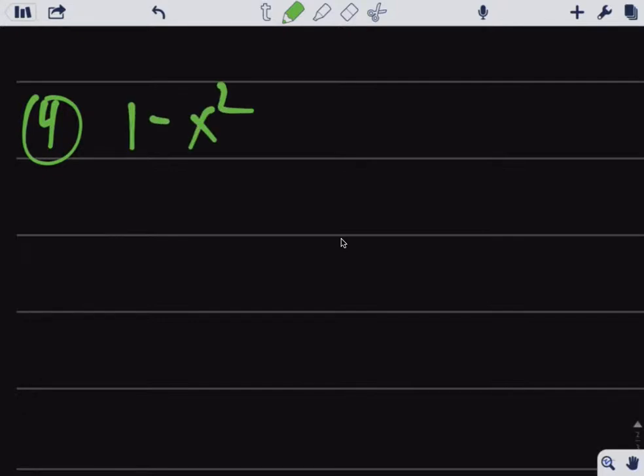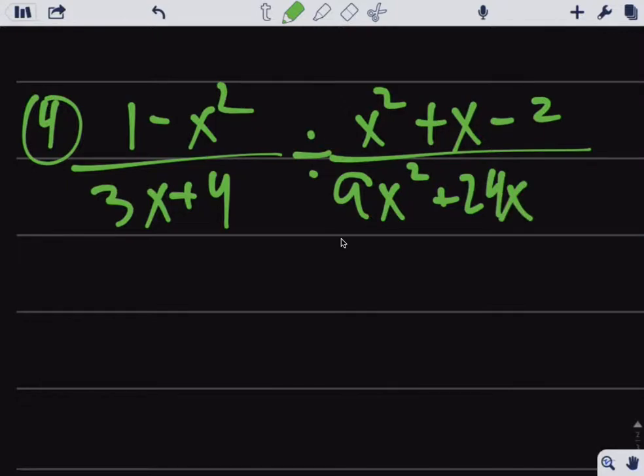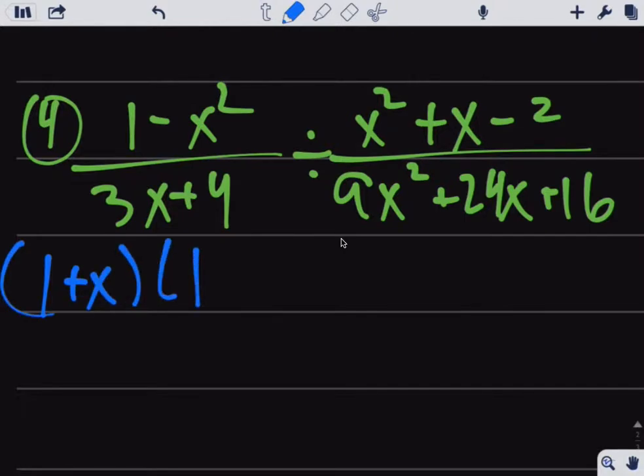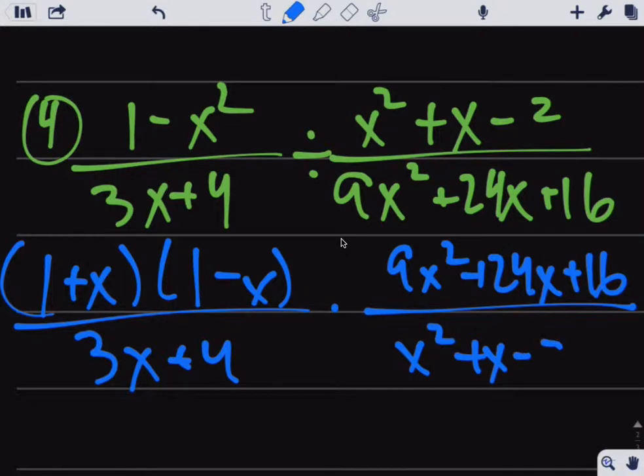1 minus x squared over 3x plus 4, divided by x squared plus x minus 2 over 9x squared plus 24x plus 16. Factor, factor, factor. That's what we're doing. 1 minus x squared is a difference of squares, so it's 1 plus x, 1 minus x. 3x plus 4 doesn't change. This flips: 9x squared plus 24x plus 16 over x squared plus x minus 2.